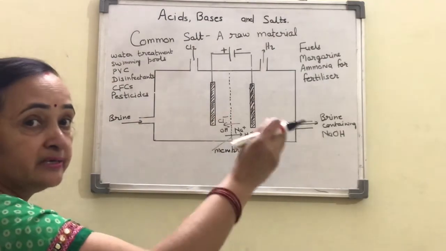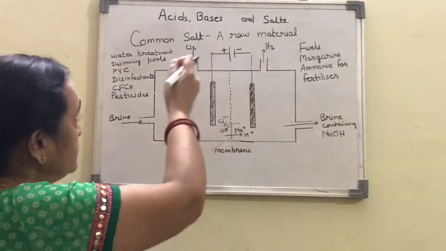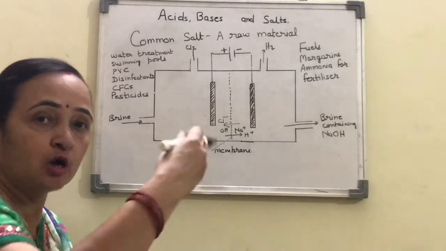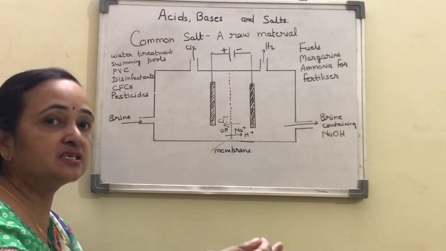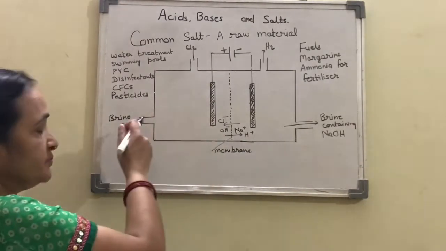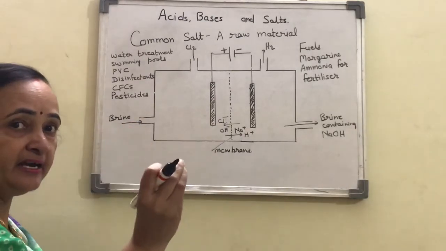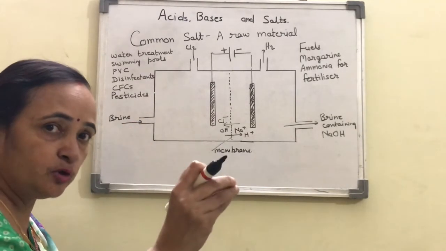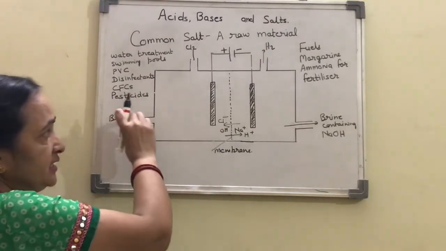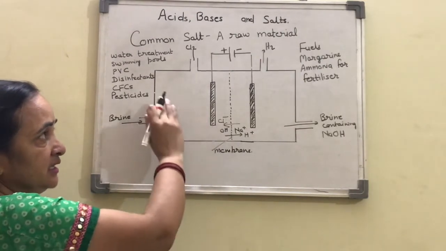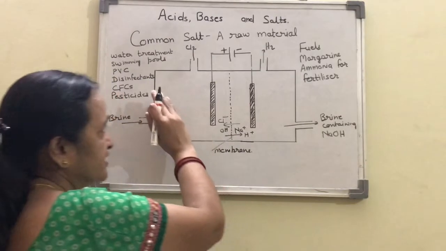Now what is brine solution? So you know this sodium chloride or this common salt, when dissolved in water, then we say it is a brine. So it means this brine is containing sodium chloride and water, sodium chloride dissolved in water. From here it enters, and then here electricity is passed in this arrangement.